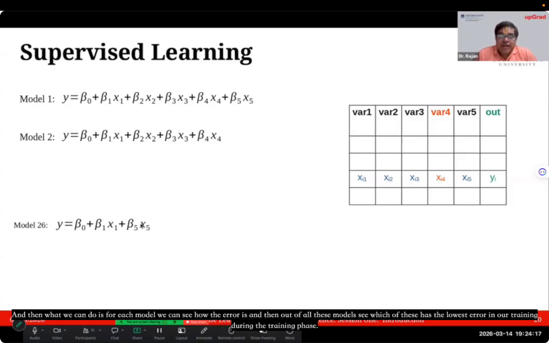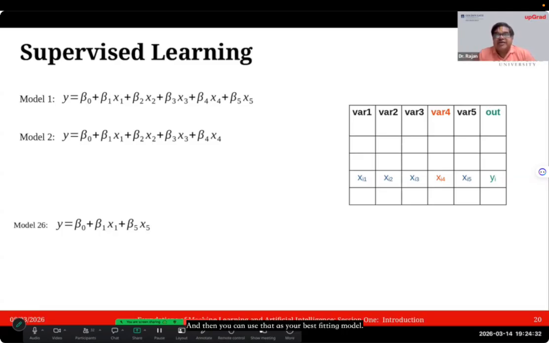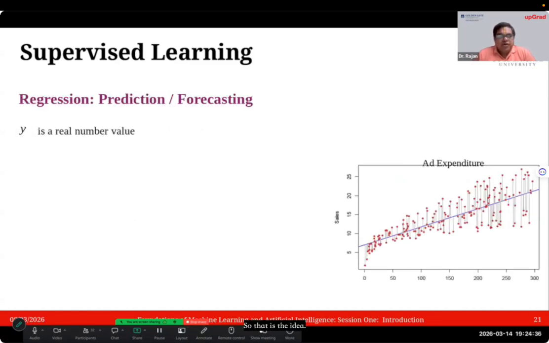And then what we can do is, for each model, we can see how the error is, and out of all these models, see which of these has the lowest error during the training phase. Then you can use that as your best fitting model. So that's the idea. I have talked about it in enough detail.